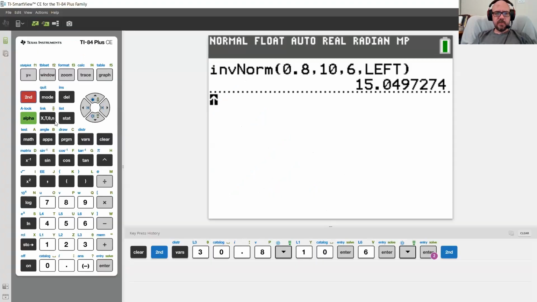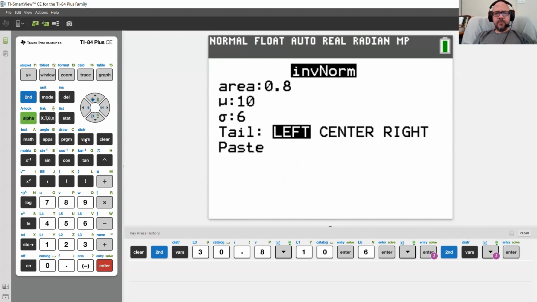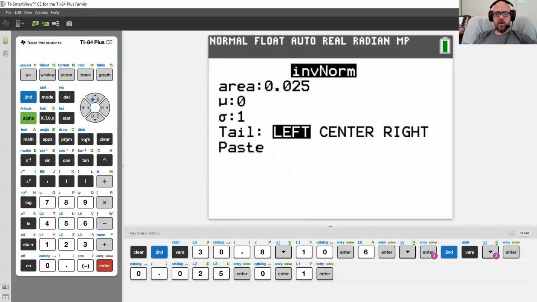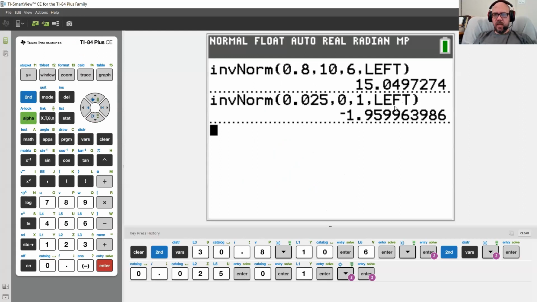So I'm going to go to the same spot. So distributions, inverse norm. Area is 0.025, so 2.5%, with a mean of 0 and a standard deviation of 1. And again, we're going left here. That gives me negative 1.9599, which I'm going to round to 1.96. Right, so negative 1.96. Now, consequently, that means that the positive one is 1.96, right?